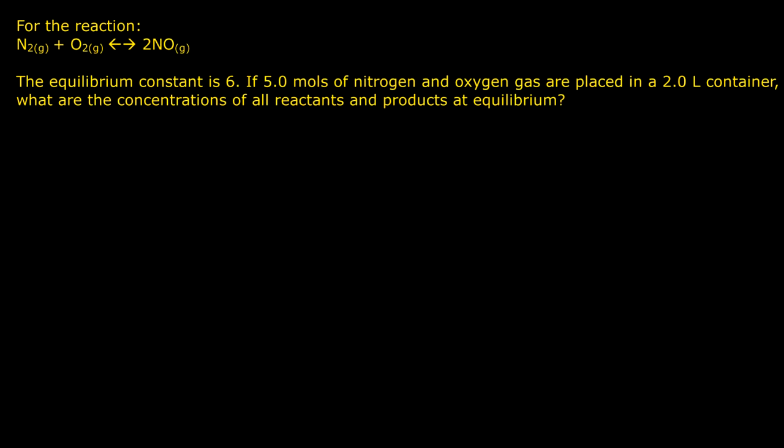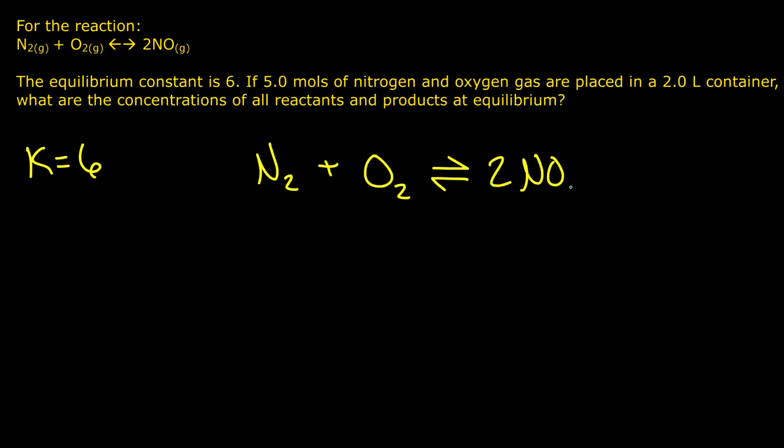Alright, so our K value is 6, so that means no shortcuts. Our reaction is N2, which is a gas, plus O2, which is a gas, yields 2NO, which is also a gas. So we're going to be using every species.